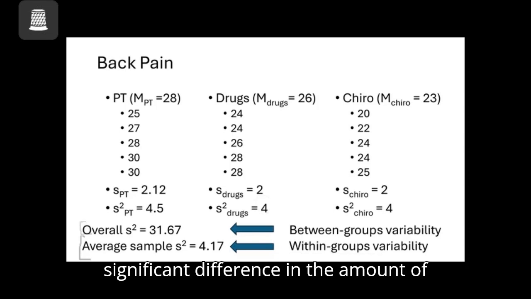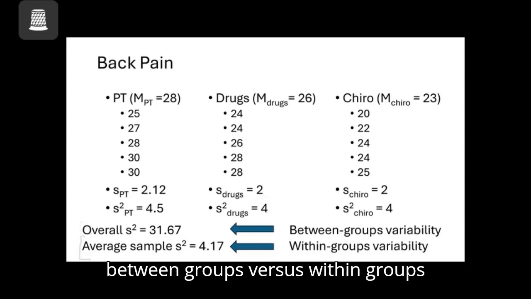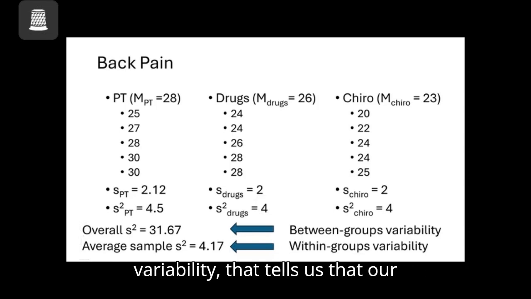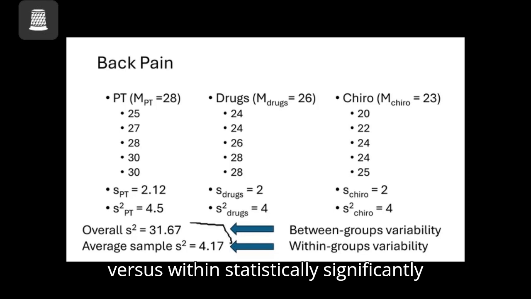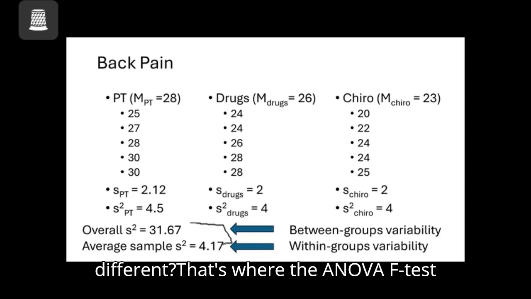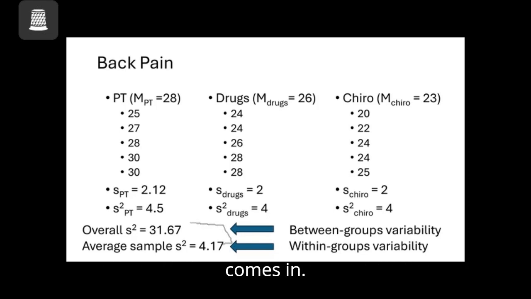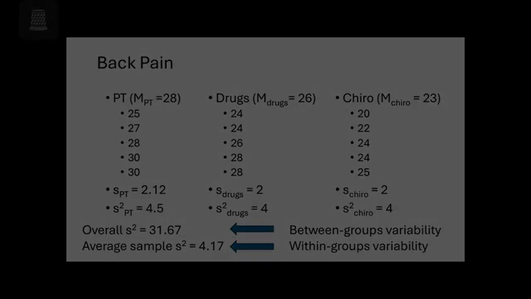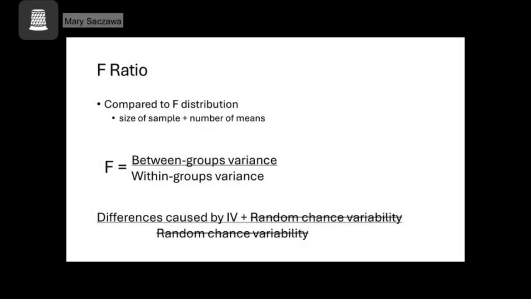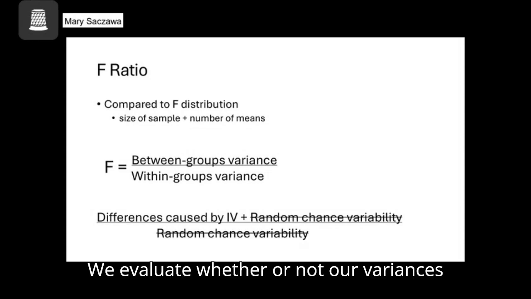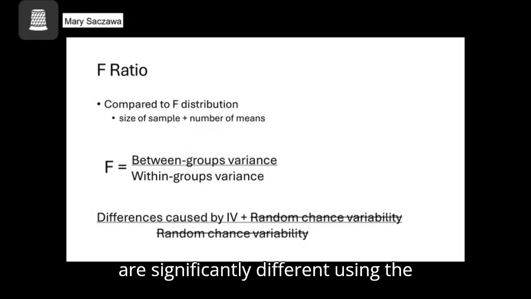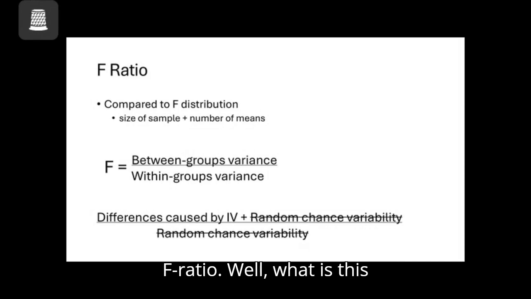When we have a significant difference in the amount of between groups versus within groups variability, that tells us that our groups are likely from different populations. But is the difference we see from between versus within statistically significantly different? That's where the ANOVA F test comes in. We evaluate whether or not our variances are significantly different using the F ratio.